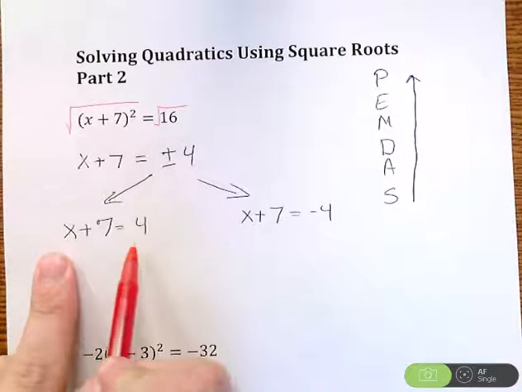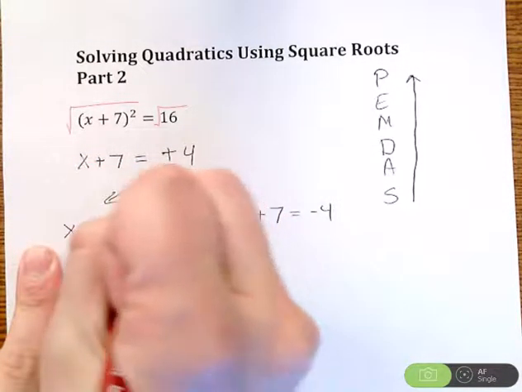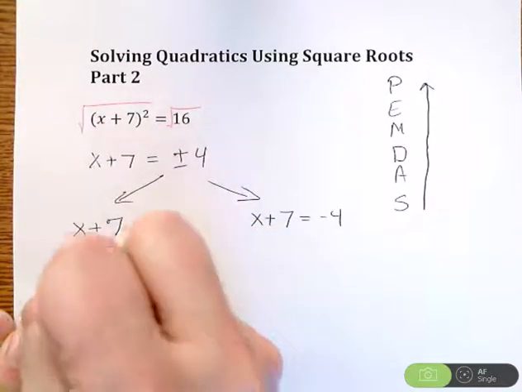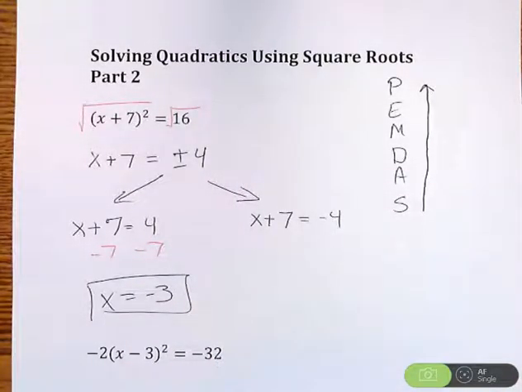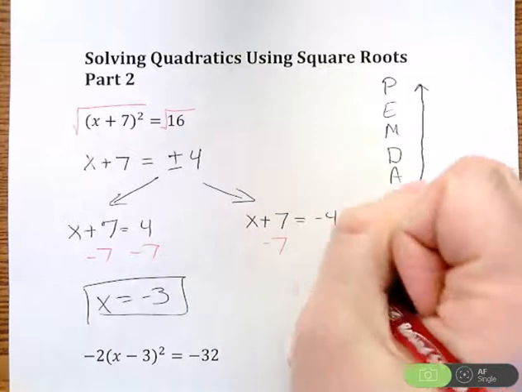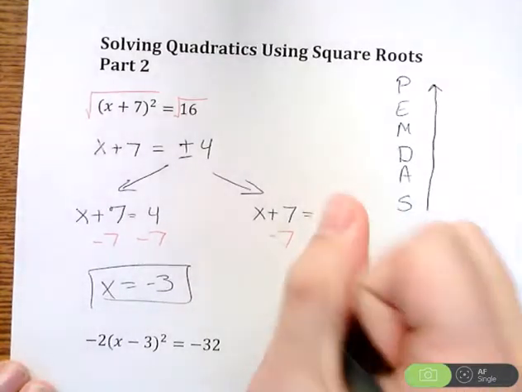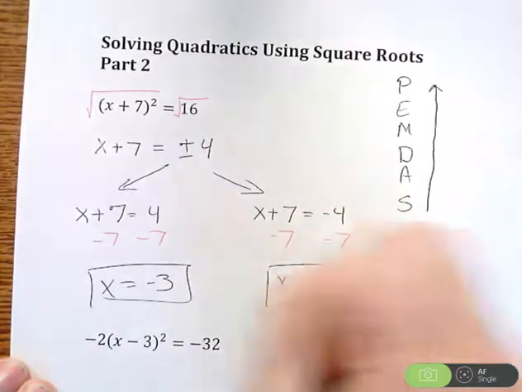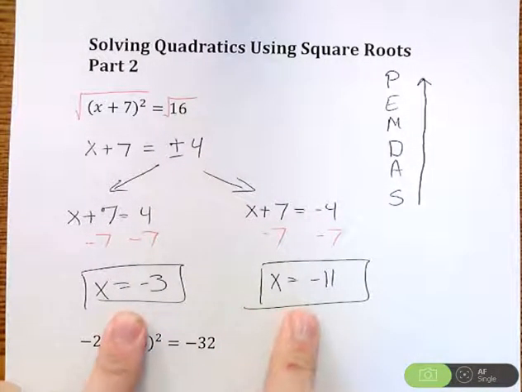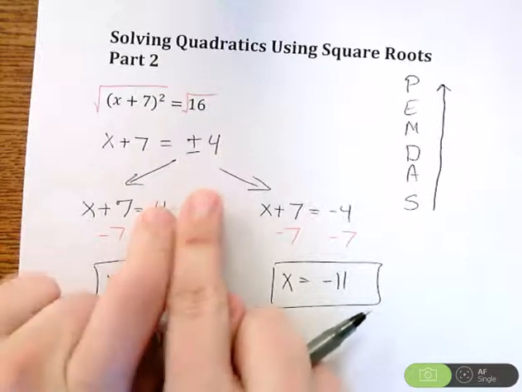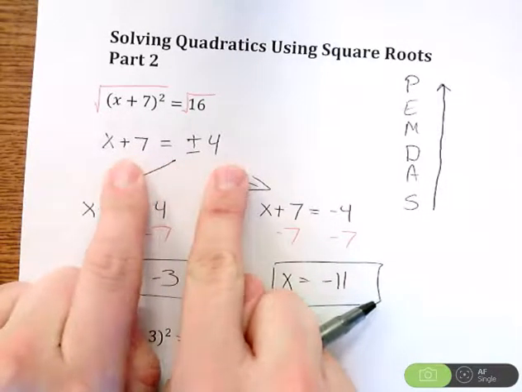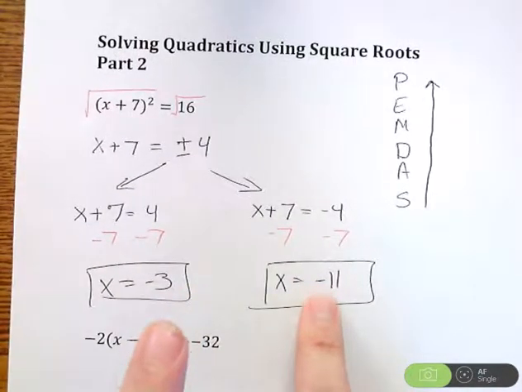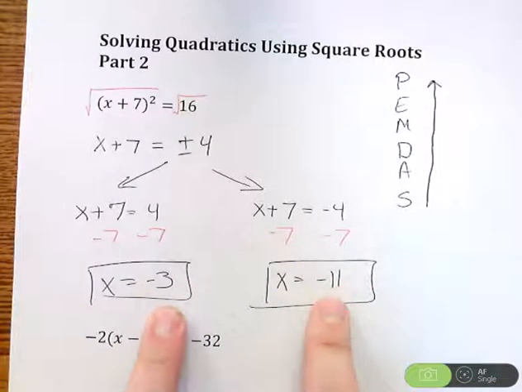So if I want to keep working this left one, x plus 7 equals 4, we're going to subtract 7, and I get x equals negative 3, so there's one of my solutions. And then if I work the right side, I subtract 7 and subtract 7, and I'm going to get, well, negative 4 minus 7, that is negative 11. So I get my two solutions, x equals negative 3 and x equals negative 11. I like to split apart this plus or minus 4 because easy mistakes can be made if you don't do that. So we get our two solutions, negative 3 and negative 11.